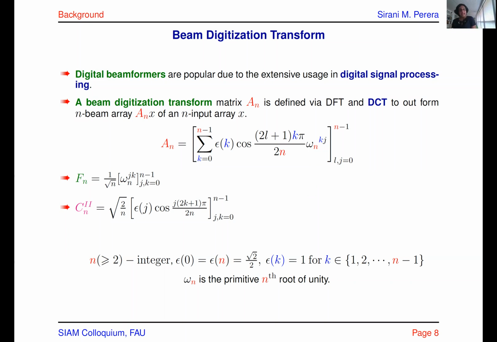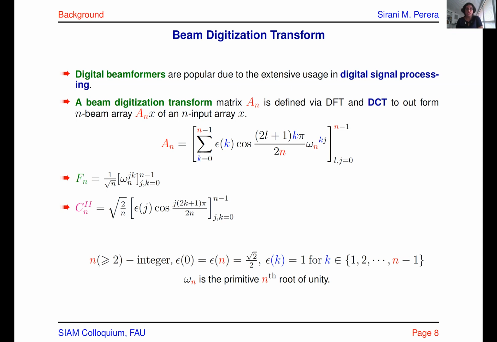as DCT3. So, like I said, you have an n input vector, you hit it with the DFT to obtain n beams. So we realize that DCT2 is invertible. So you plug that one and its inverse in between the DFT matrix and the input signal. And then we construct a new matrix, which we call a beam digitization matrix.